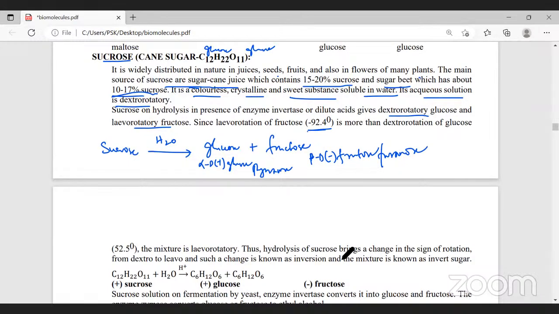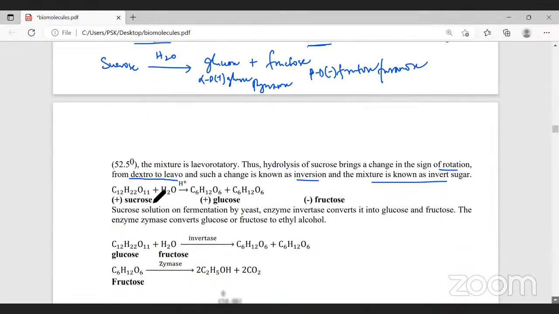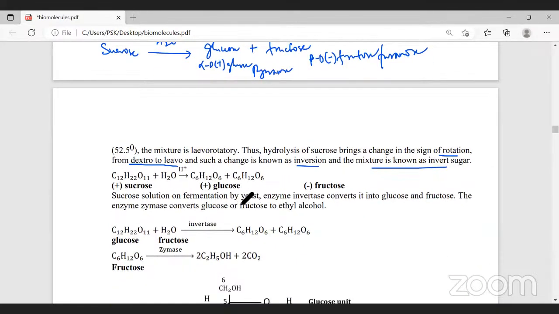Thus, hydrolysis of sucrose brings a change in the sign of rotation from dextro to levo. So sucrose solid as such is dextrorotatory, but in solution, it changes from dextro to levo. Such change is known as inversion, and the mixture is also known as invert sugar. Sucrose solution on fermentation by yeast, enzyme invertase converts it into glucose and fructose.